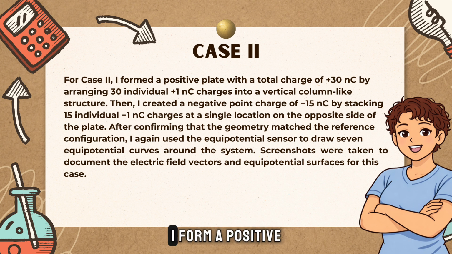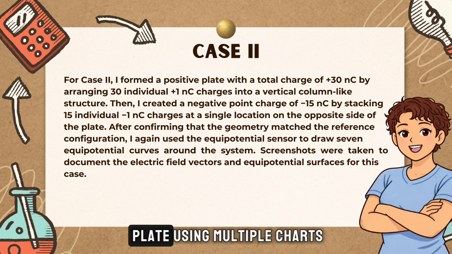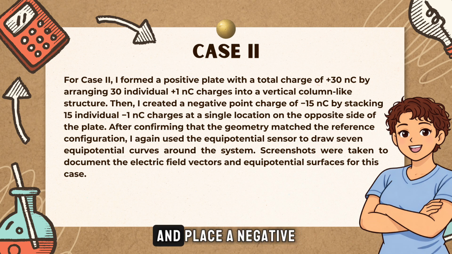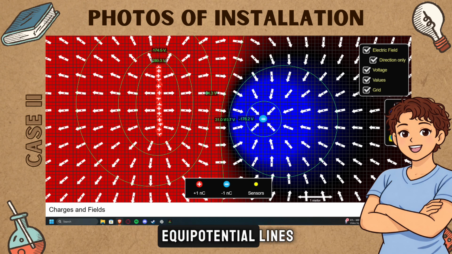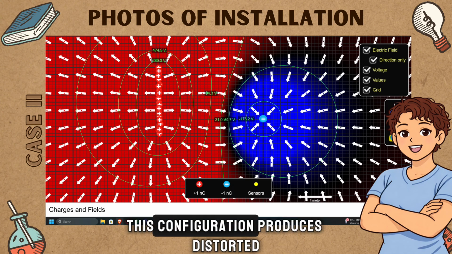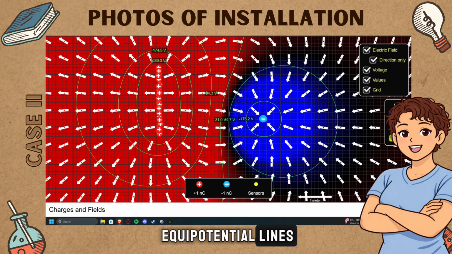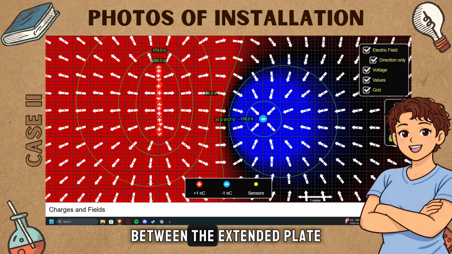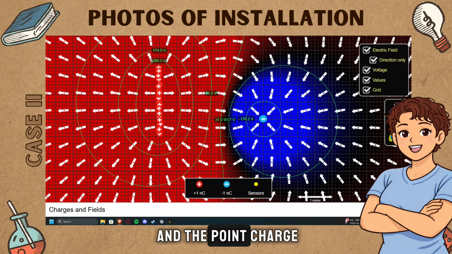In case 2, I formed a positive plate using multiple charges arranged vertically and placed a negative point charge at a fixed distance from it. I again displayed the electric field vectors and equipotential lines. This configuration produced distorted equipotential lines due to the interaction between the extended plate and the point charge.